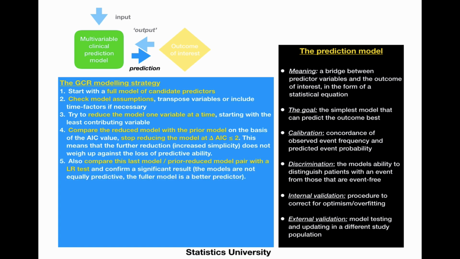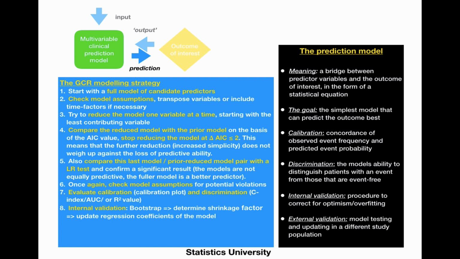Now also compare this last model and the prior reduced model pair with a likelihood ratio test and confirm a significant result, since this means that the models are not equally predictive and the fuller model is a better predictor. Once again, check model assumptions for potential violations with the final model and evaluate calibration with a calibration plot and discrimination with a C-index or area under the curve or R-squared value, and then perform internal validation.